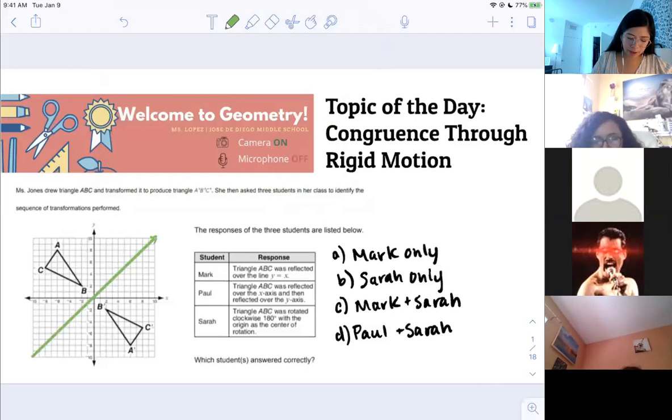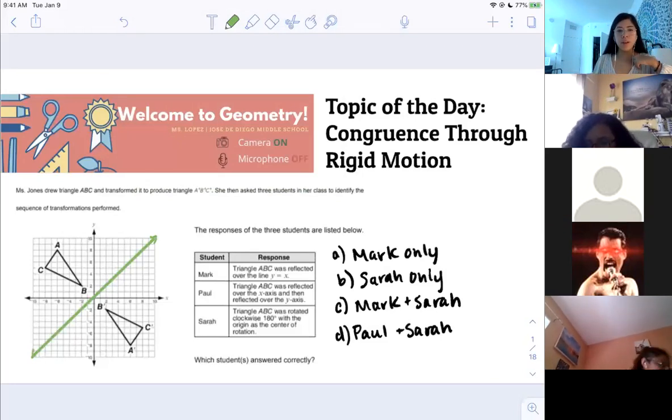And before I check it mathematically, I can just use my eyes to start with, because it's always good to use your eyes and then check everything mathematically. Now, what do you guys think? Is triangle ABC, was that flipped over this line? And if you say yes, tell me why. If you say no, tell me why.